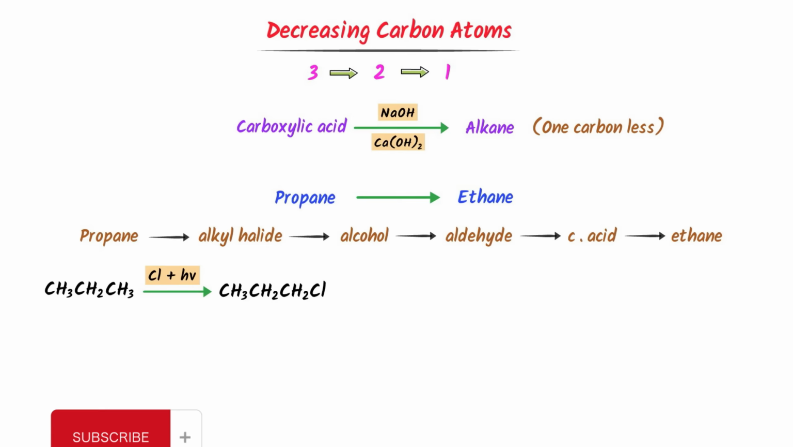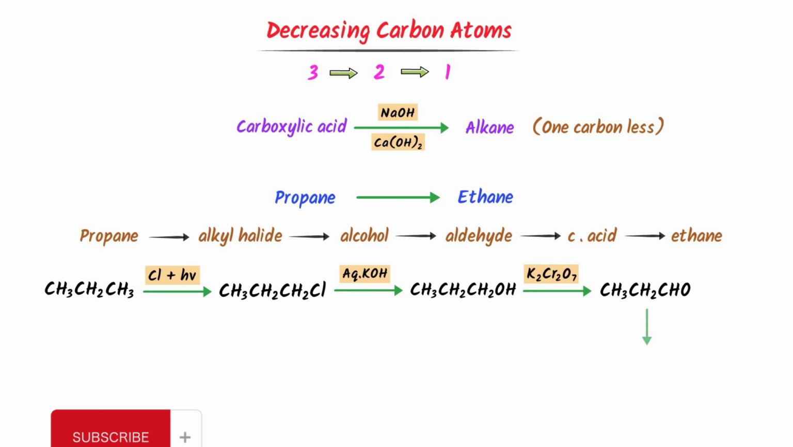Secondly, we have to convert alkyl halide to alcohol. Can you recall the conversion of alkyl halide to alcohol? Well, we add aqueous potassium hydroxide to it. We get propanol. We already know that we oxidize alcohol to convert it to aldehyde, then to carboxylic acid. I add oxidizing agent to alcohol. I get propanal.